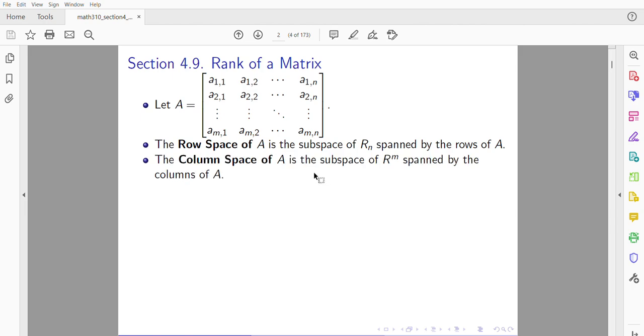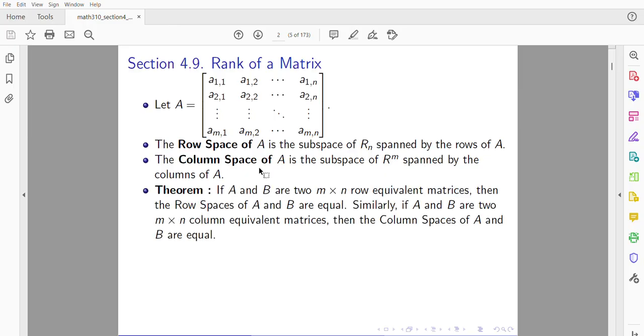Likewise, the column space of A is the subspace of R^m. So look at the columns. Each column is of size m. So take these columns of our matrix A. The space spanned by the columns of A is called the column space of A.